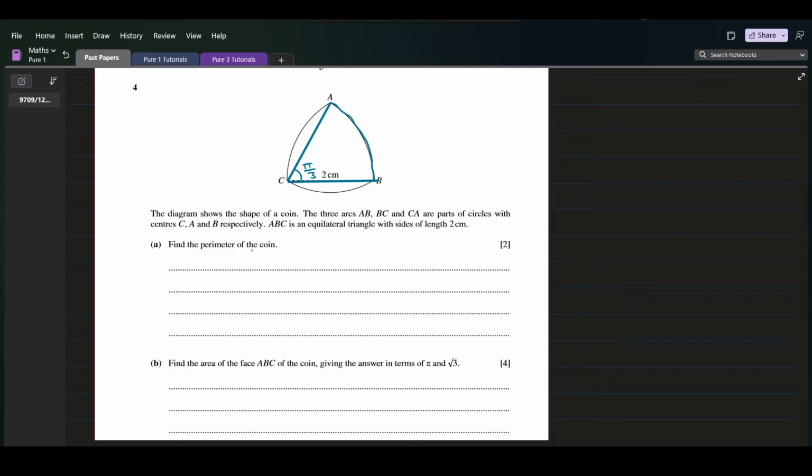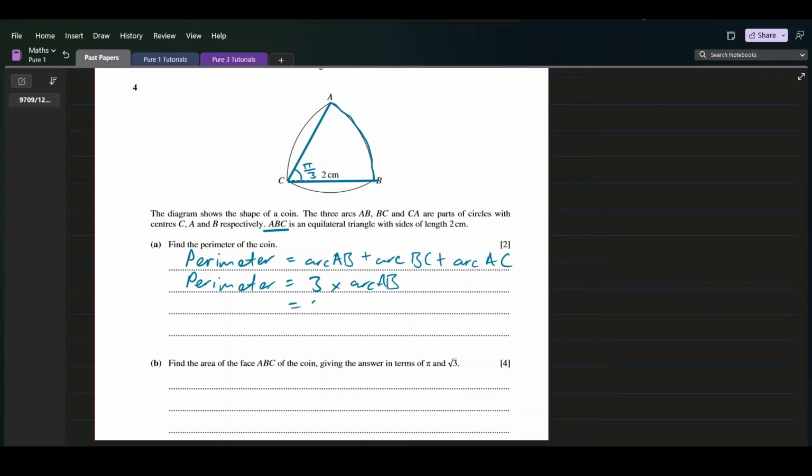And now they want us to find the perimeter of the coin. So the perimeter in this case would be arc AB plus arc BC plus arc AC. And since triangle ABC is an equilateral triangle, it would mean that all three arcs are of equal length. So we can simply write our perimeter as 3 times arc AB.